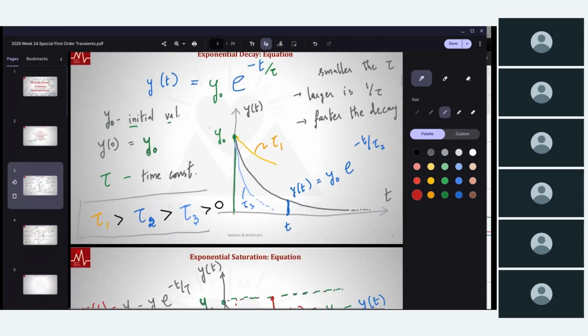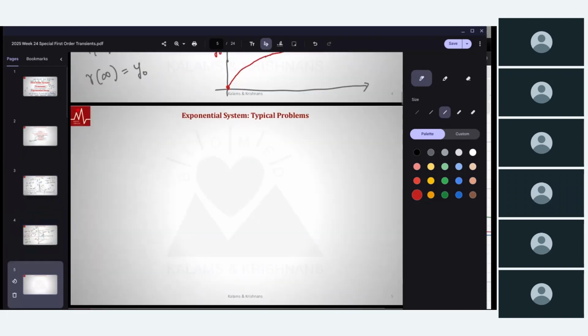Typical problems. Let's take this decay equation. Perhaps I want to show what happens in both the scenarios, so let me split the page. Notice your y of t is y naught e power minus t by tau. The other case, let's say r of t is y naught minus y naught e power minus t by tau. Let's look at this case first.